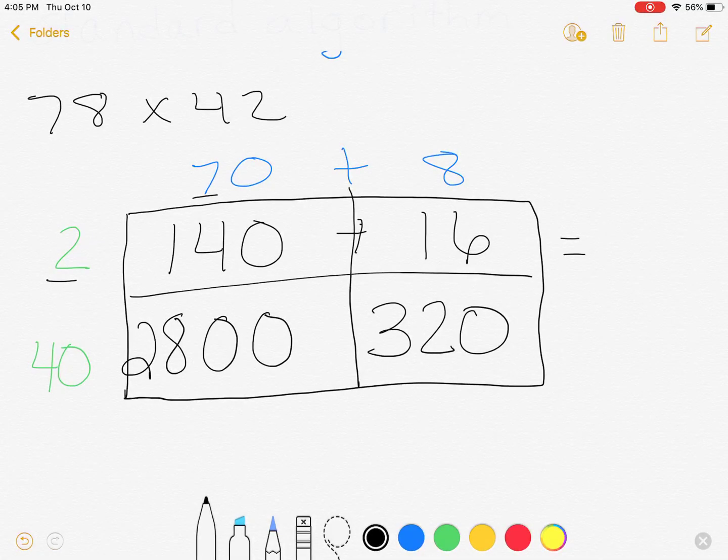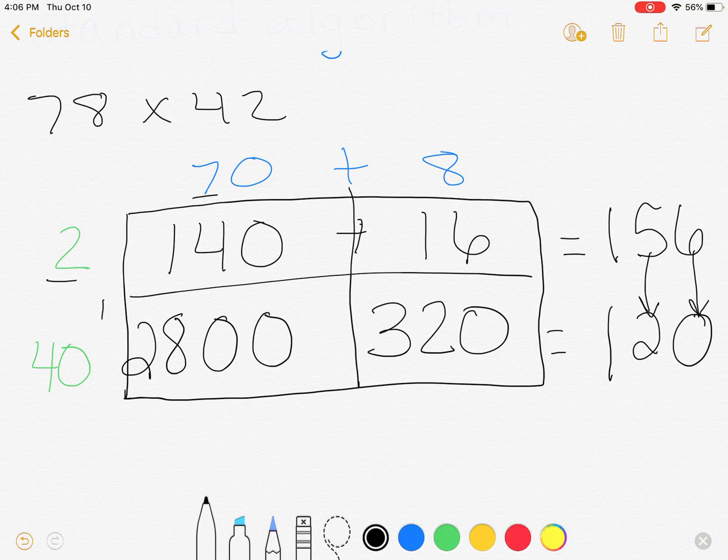How many ones do we have? 6. How many tens? 5. How many hundreds? 1. And then how many, we're going to go over here. How many ones? 9. And I'm putting that directly under the ones place. How many tens? 2. It's important to line them up. Hundreds? 8. Well, I have 8 and 3. 11. So I've got to carry 1.